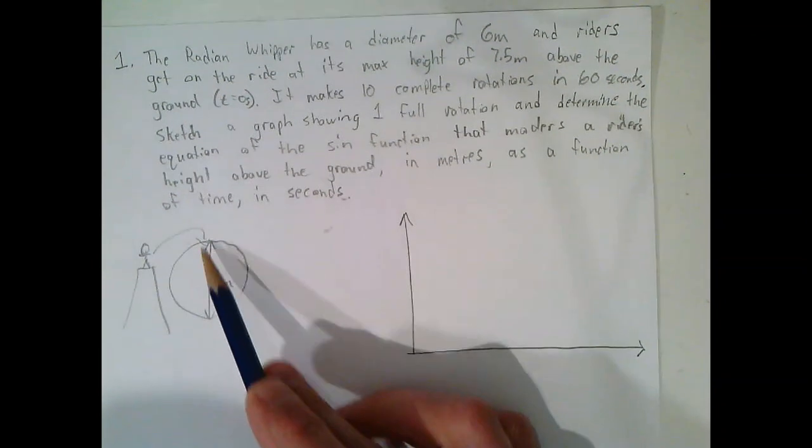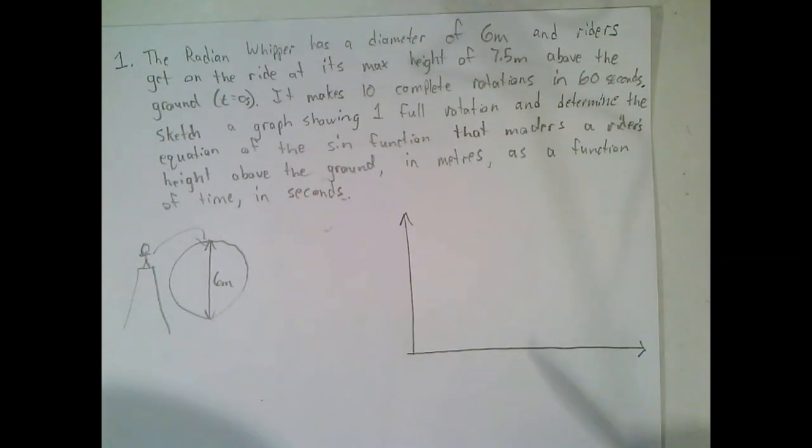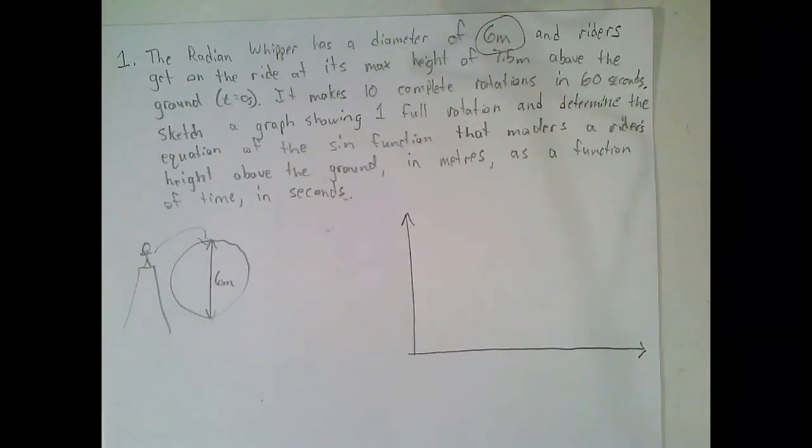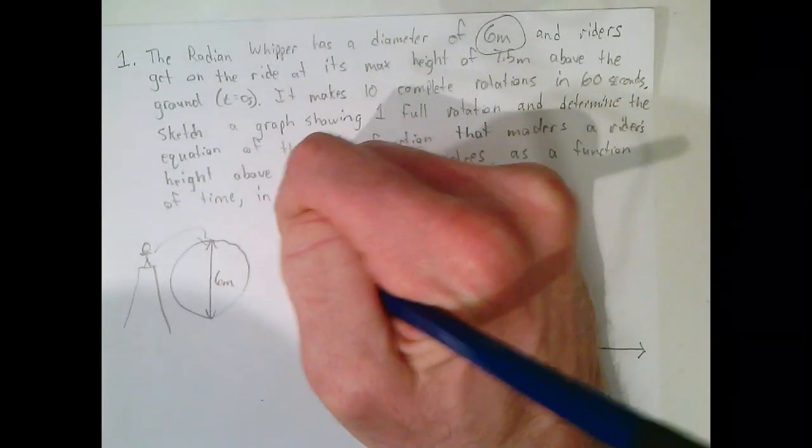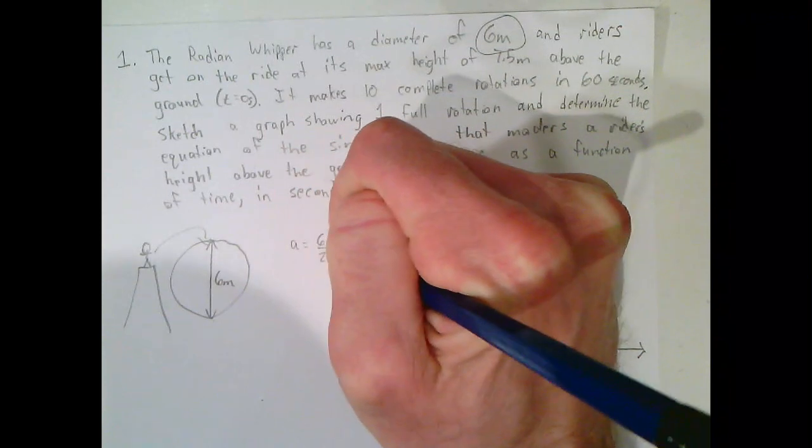Half the distance from the max to the min height is going to tell us the amplitude. So the 6 meters is twice the amplitude. So we already know A is 6 over 2, which is 3. All right.